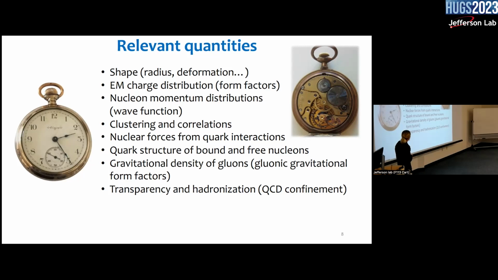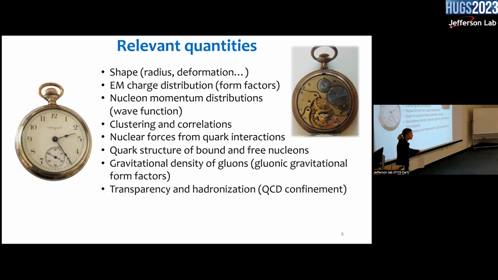And then we can make comparisons between the quark structure of bound and free nucleons. You've probably heard everybody talking about this EMC effect, and you've thought about that. We'll talk a little bit about what that implies. And then there are newer things that people are starting to look at now, which are really interesting. You can look at the gravitational density of gluons. So there are some gravitational form factors.